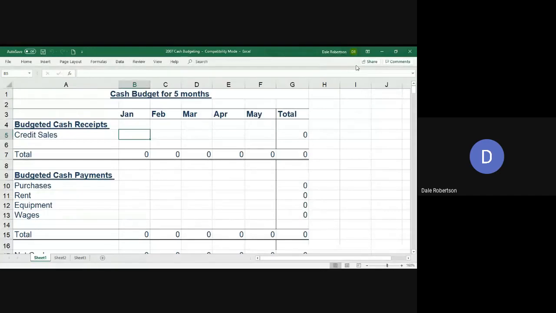Okay, guys, we're going to try to learn cash budgeting today using this video. We're going to do an ordinary level question from your question packs. That is the 2007 ordinary level cash budgeting question. It's question 7 in your question packs.